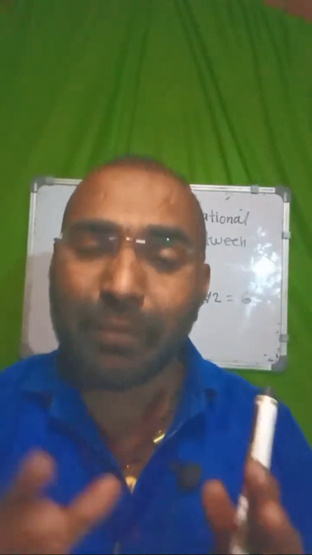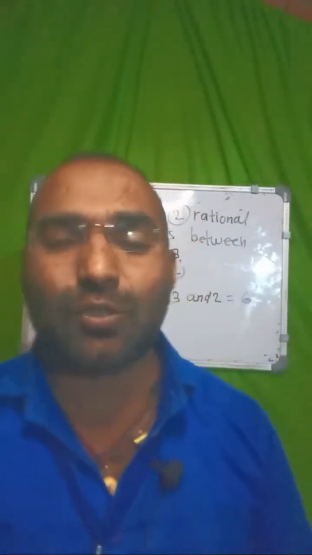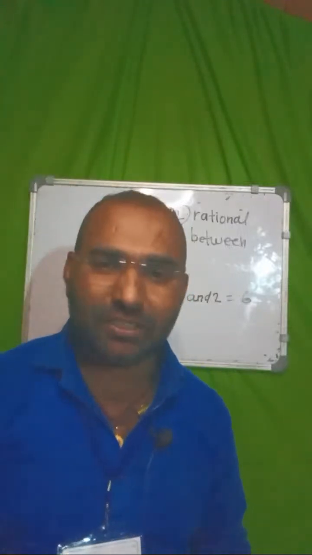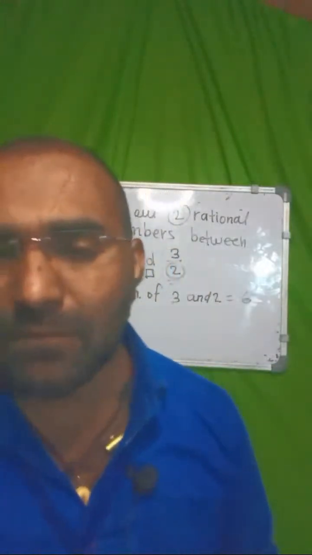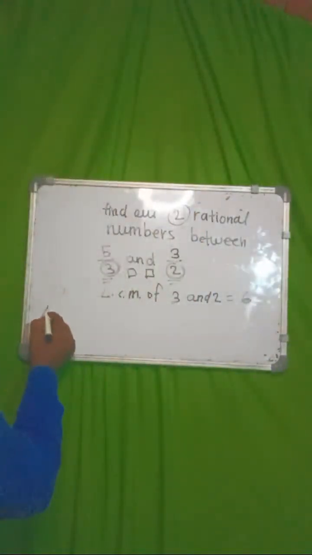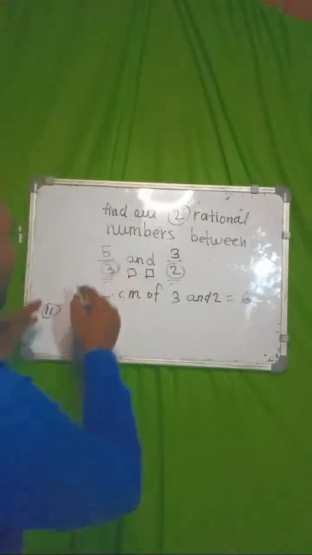If the denominators are different and we have to find the rational numbers between these two, these are the steps. First of all, we find the LCM of the denominators. Is this clear, guys? Okay, now the second step: we have to convert the denominators into the same denominator.